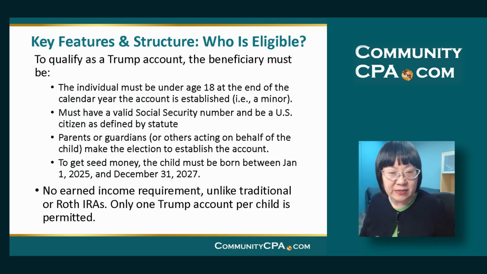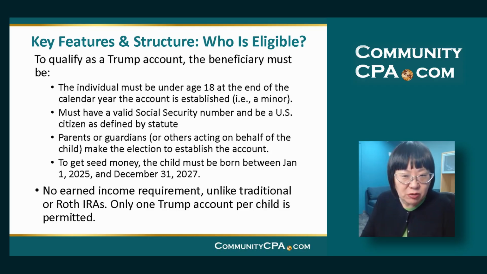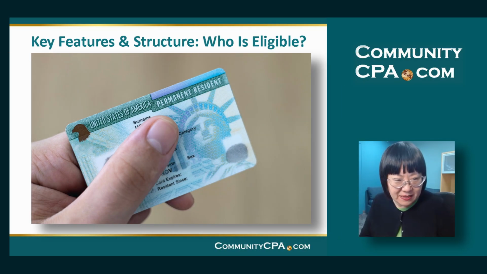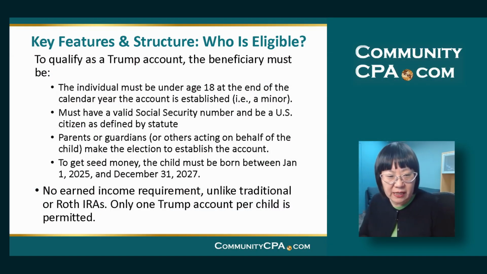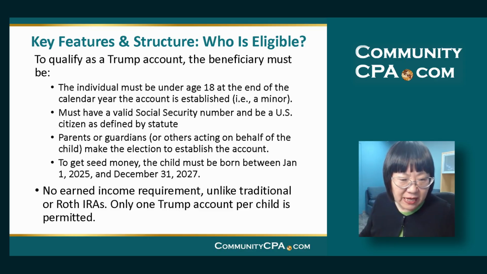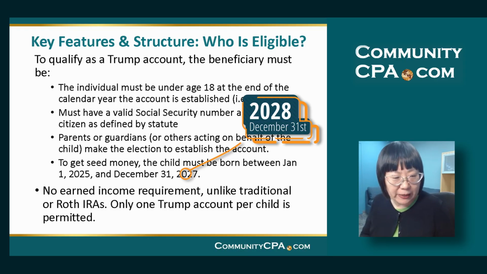The key features and structure: who is eligible? The individual must be under 18. So if you have a kid who is 17, you can set up the Trump account as well and put in the $5,000 for the kid. But remember, because he was born way before Trump became president, this 17-year-old will not have that seed money. And you must have a Social Security number and be a U.S. citizen. Then your parents or guardians and other sources can make an election to establish the account for the minor. To get the seed money, you have to be a certain age. I wrote this December 31st, 2027 wrong. It is December 31st, 2028.